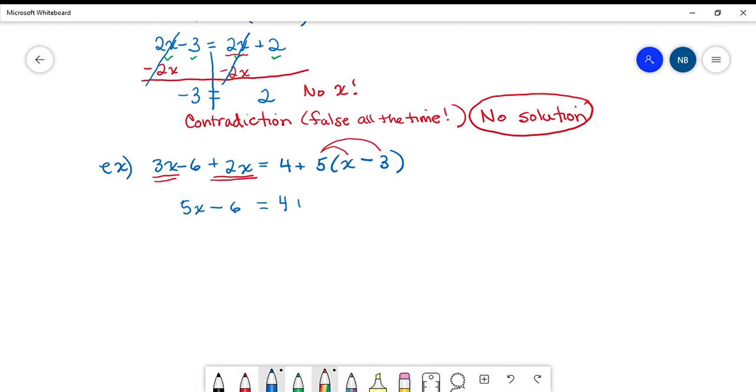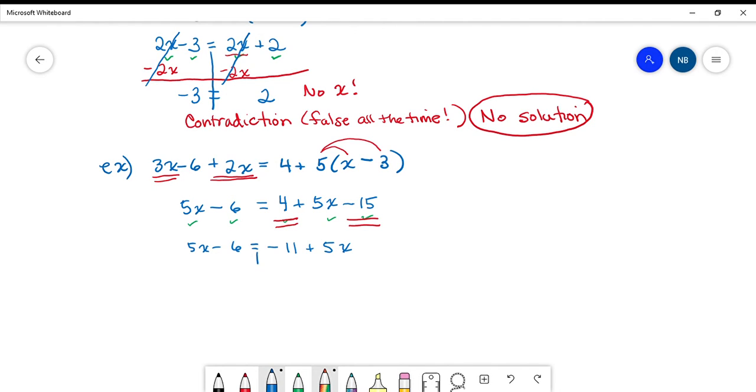5 times x is positive 5x. 5 times negative 3 is negative 15, and the parentheses are gone. Now the left side is simplified, but the right side is not, because I have 3 terms, 1, 2, 3. To simplify it, I need to notice that 4 and negative 15 are like terms. So I'm going to recopy the left side. Then I'm going to do 4 minus 15, which is negative 11. Then I recopy the plus 5x.